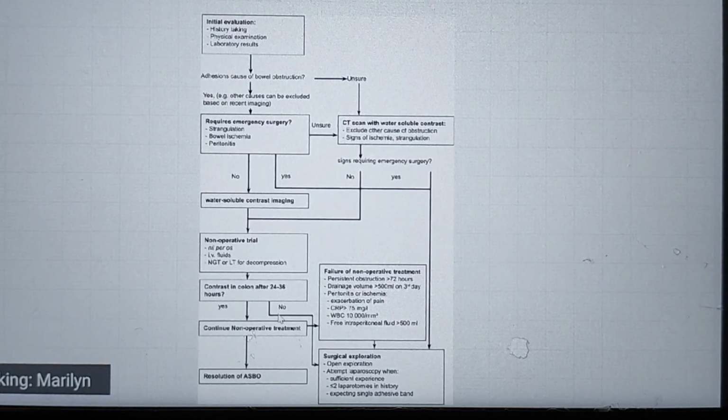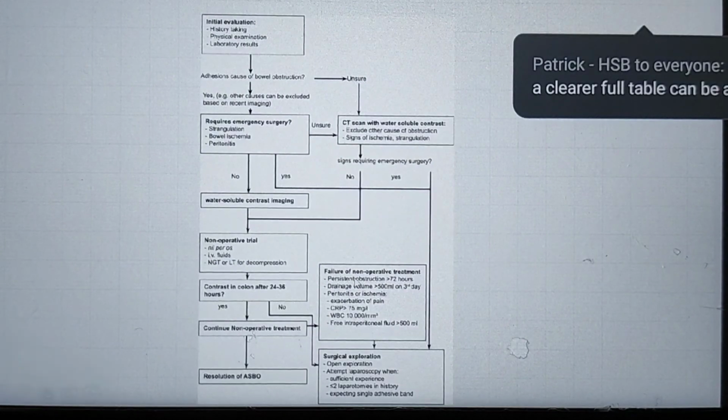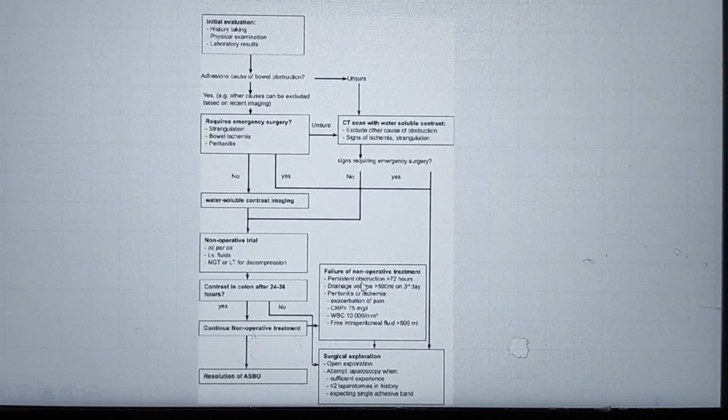Okay, so if the patient has failure of non-operative treatment, in which the obstruction still persists for more than 72 hours, or there is high output drainage volume, which is more than 500 ml on the third day or after the 72 hours, and the patient starts to develop peritonitis or ischemia, in which the patient will have exacerbation of the pain, CRP will be increased, white blood cell will also increase, and there is free intraperitoneal fluid of more than 500 cc, we'll proceed with surgical exploration for that kind of patient.